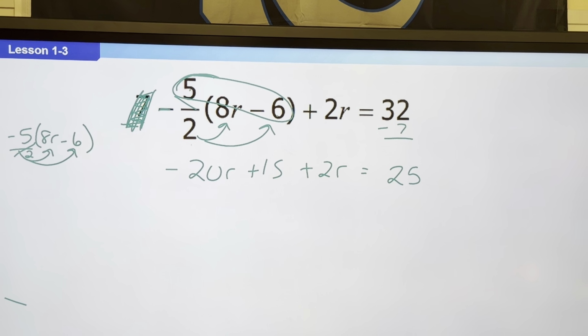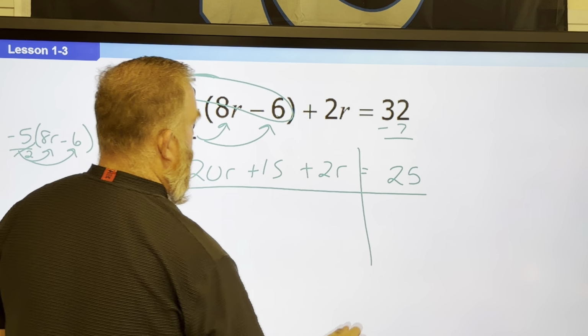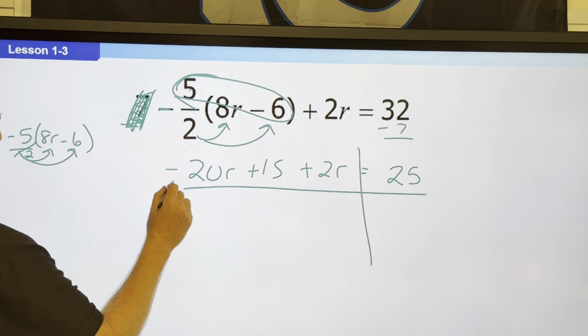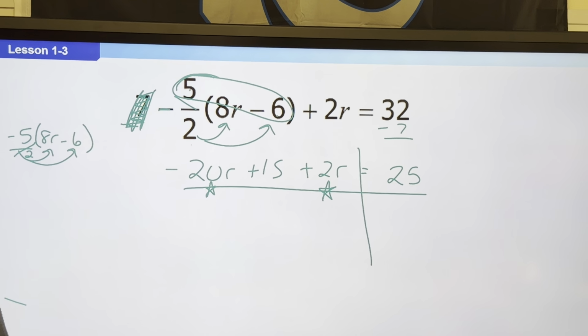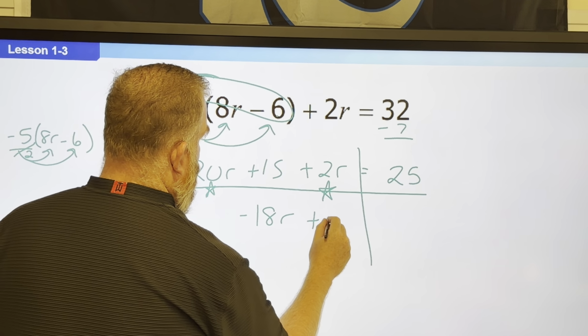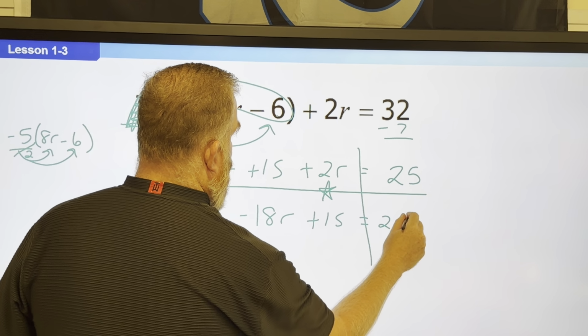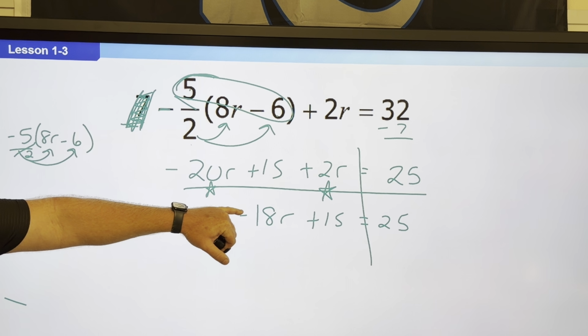Now, we took care of step 1, distributive property. What is step 2? Combine like terms. Are there like terms on the left-hand side? What are they? So we got this. I'm going to put a star. And 2. What is negative 20 plus 2? Negative 18r. And then I'm going to bring everything else down. Plus 15 equals 25. Correct? What is it now? Everybody look right here.